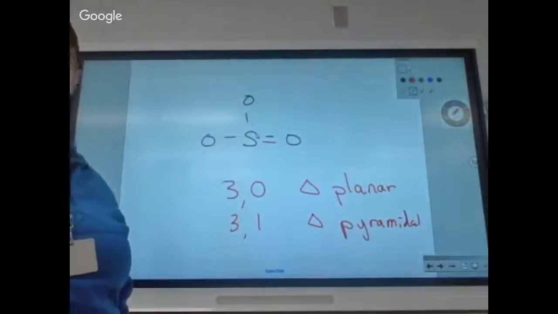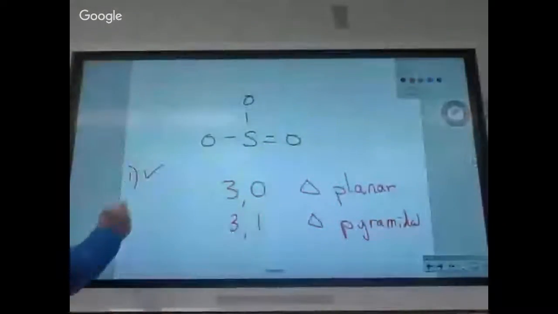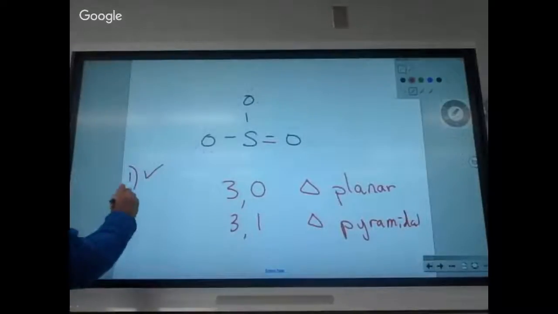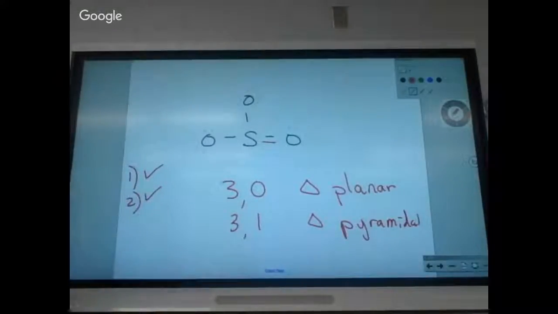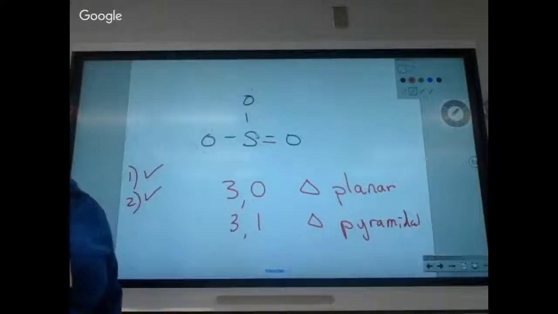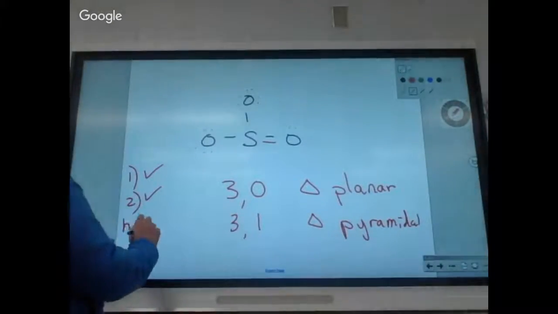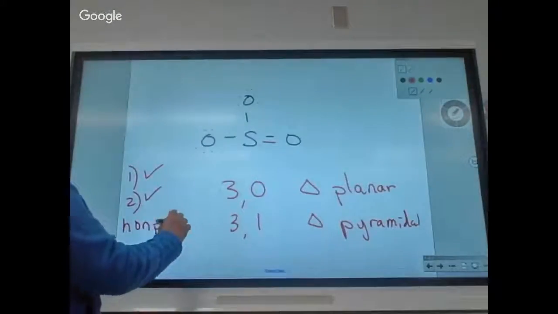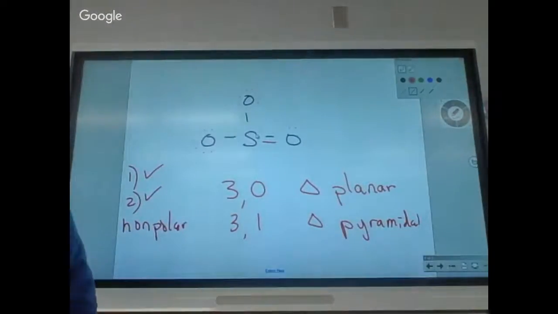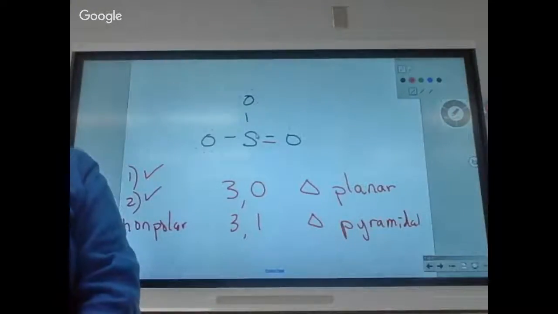Are there any lone pairs on the central atom? All right, so you had a check there for all the bonds are the same, and you had no lone pairs. So if all the bonds are the same and there are no lone pairs, what kind of molecule is it? It's nonpolar because you had 1 and 2 with a check mark. So the double bond does not impact the bonds because it wouldn't affect subtracting the electronegativities.